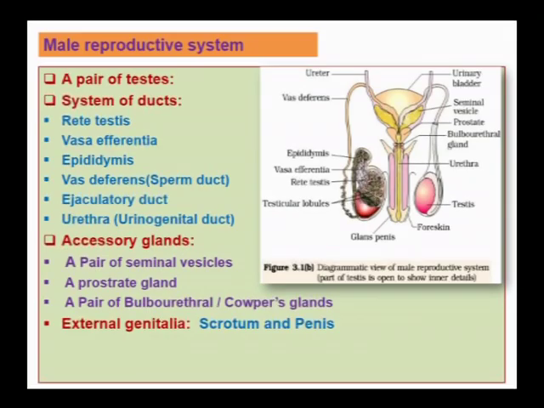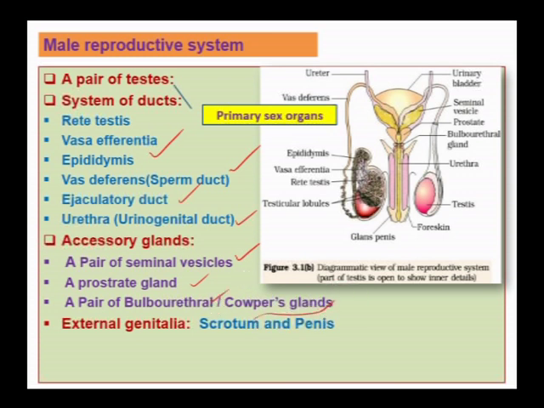Male reproductive system. Male reproductive system consists of a pair of testes, which are the primary sex organs. System of ducts includes rete testis, vasa efferentia, epididymis, then vas deferens also called sperm duct, then ejaculatory duct, urethra or urinogenital duct. So these are the ducts associated with male reproductive system. And accessory glands of the male reproductive system include a pair of seminal vesicles, a single prostate gland, and a pair of bulbourethral or Cowper's glands. External genitalia includes scrotum and penis.